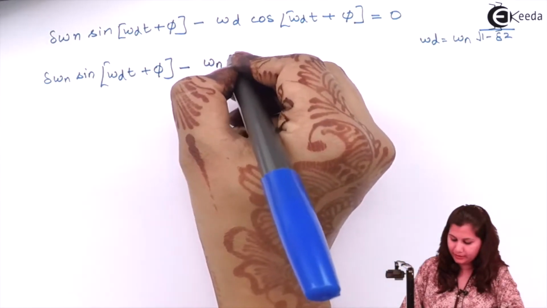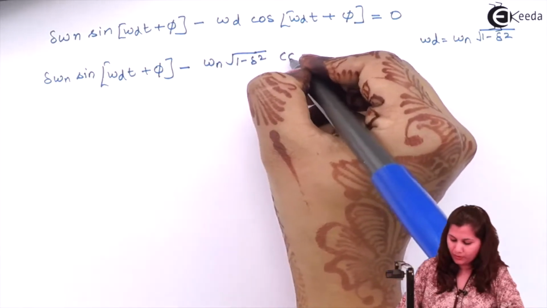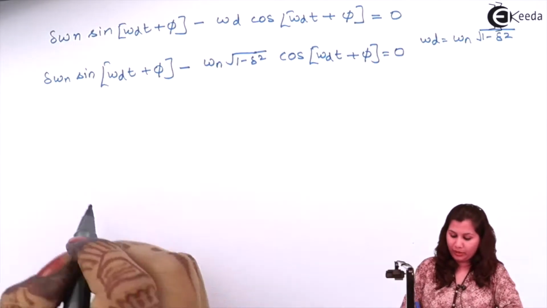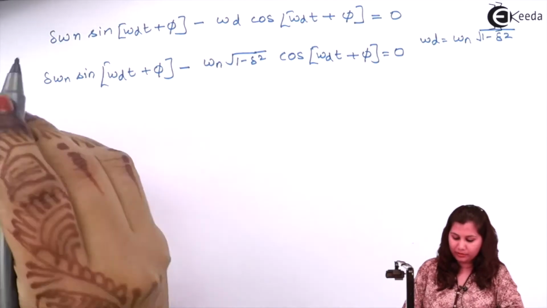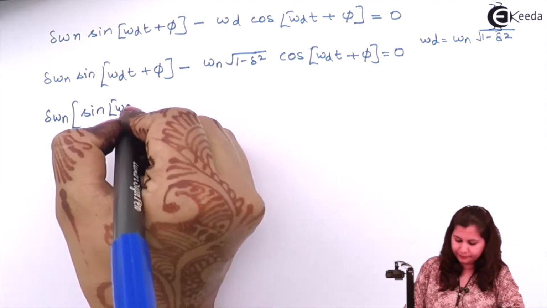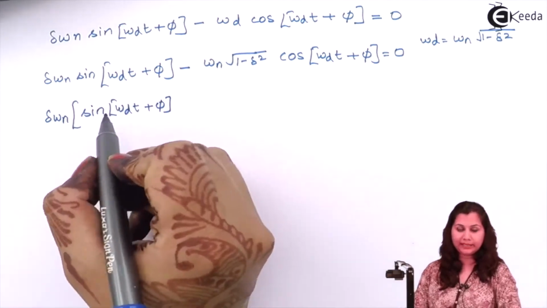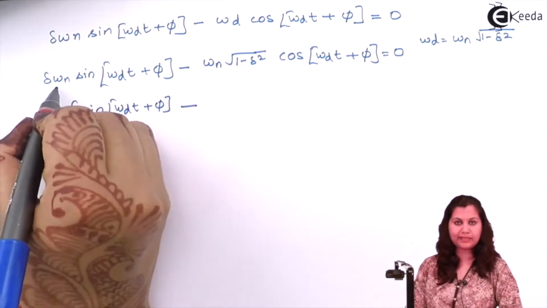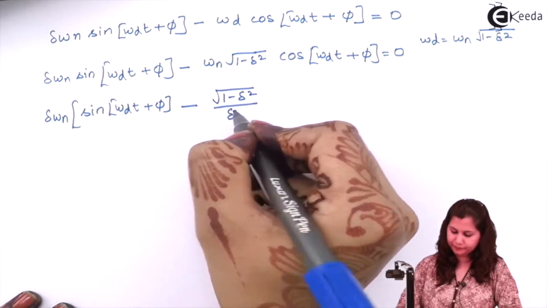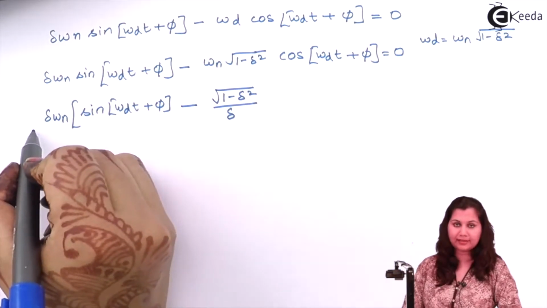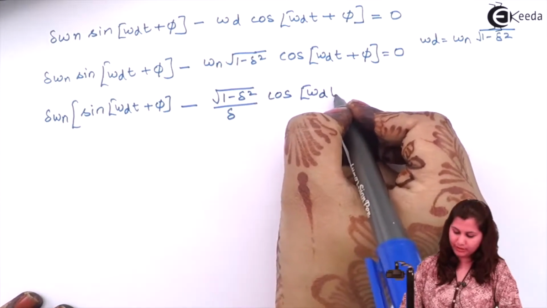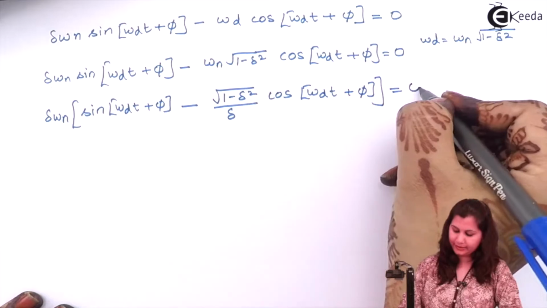we have here omega n under root of 1 minus delta square cos of omega d t plus phi equals 0. Now, taking delta omega n as common, we are left with only sine of omega d t plus phi, and inside, omega n has been taken as common and delta is not present here, so we will divide it by delta. When we multiply delta and delta, they will cancel out and we are left with again omega n under root of 1 minus delta square. The cos term will be written as it is, and this equals 0.